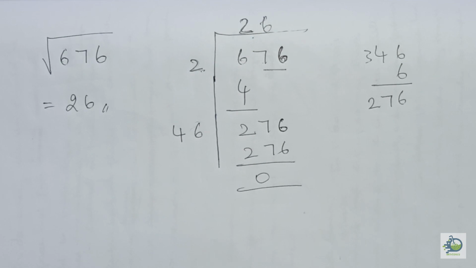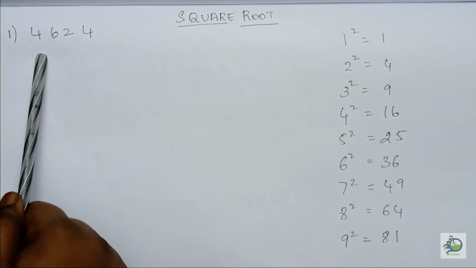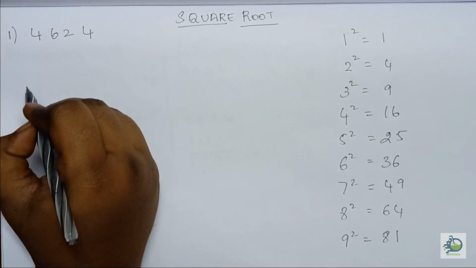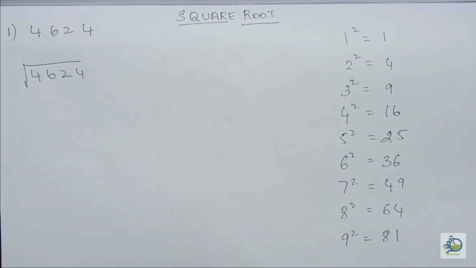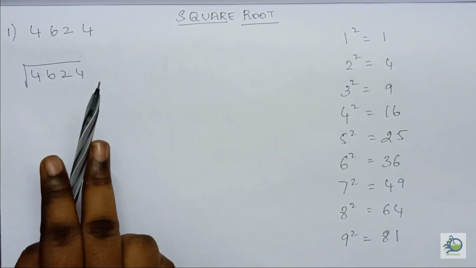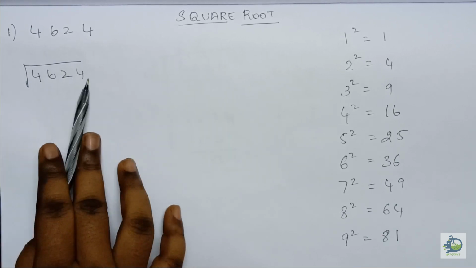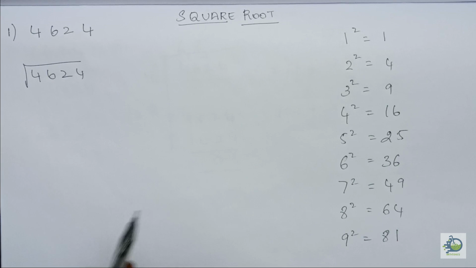You may find this a very long and time-consuming method, so we have certain tricks to find the square root of numbers. Let's check how to do that. Now we are going to find the square root of 4624. We have already done this and we know the answer by using the long division method. We got the answer as 68. Now let's do it using a trick.